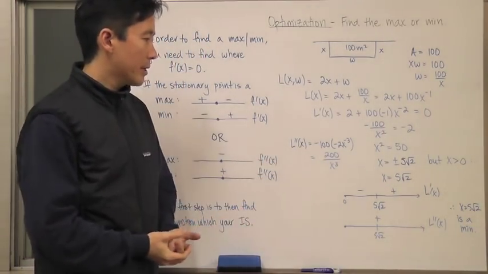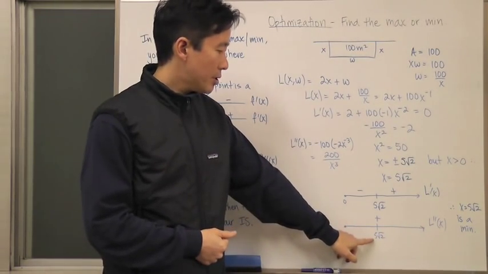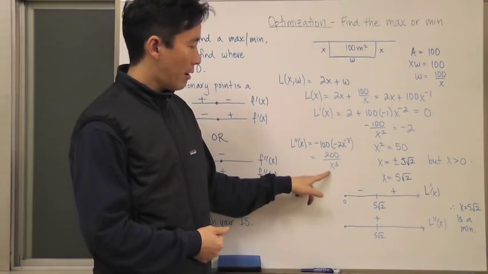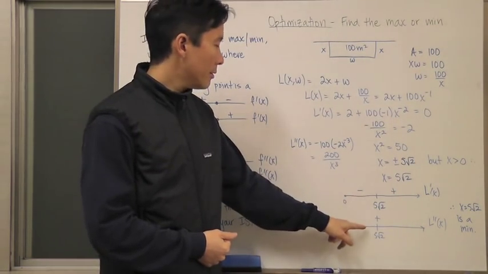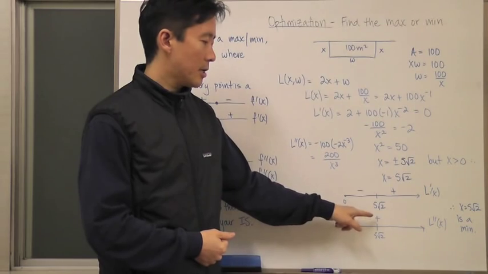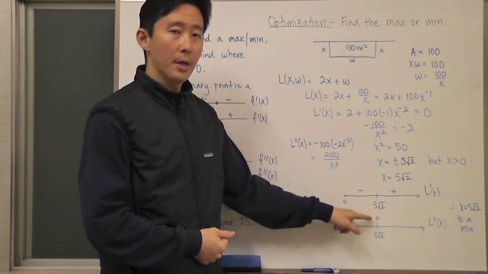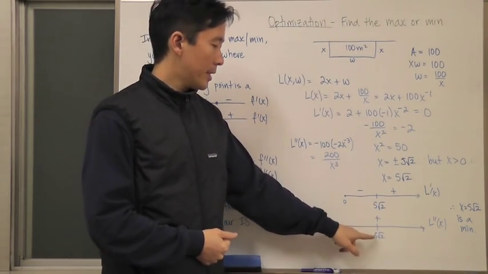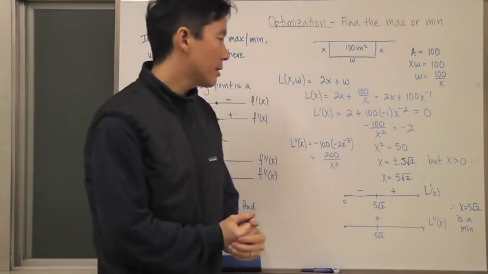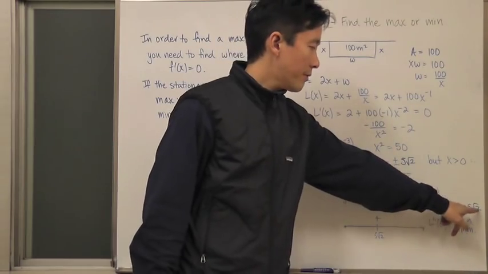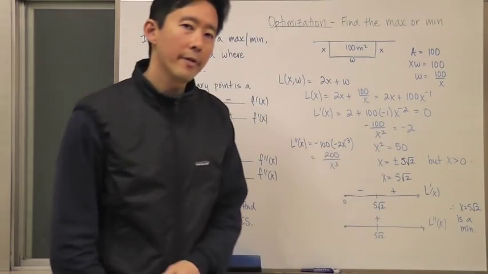Now, if we substitute 5 square root of 2 into here, that is going to give you a positive value. So what you know then is that the function is concave up. If it is concave up, then this stationary point is a minimum. So there you go. This value, x equal to 5 square root of 2, is a minimum value.